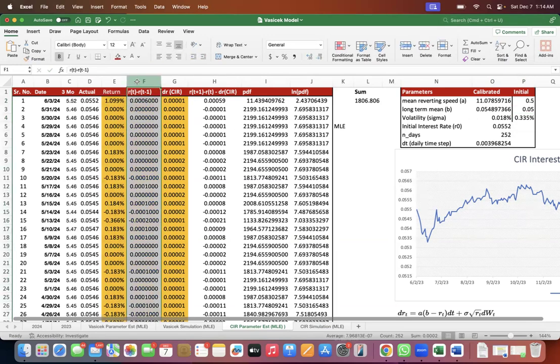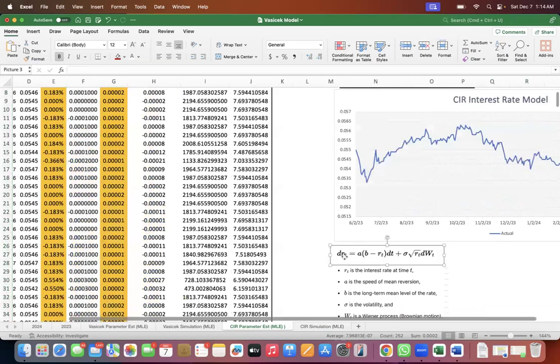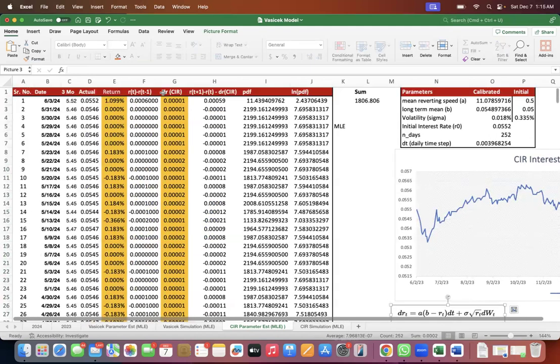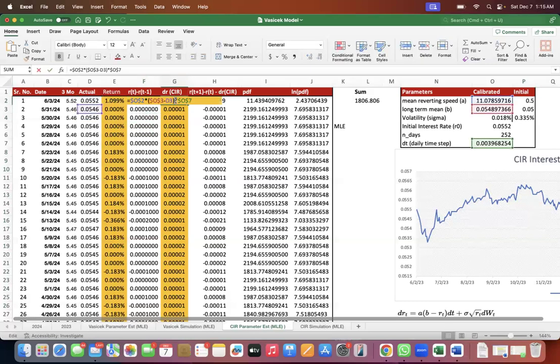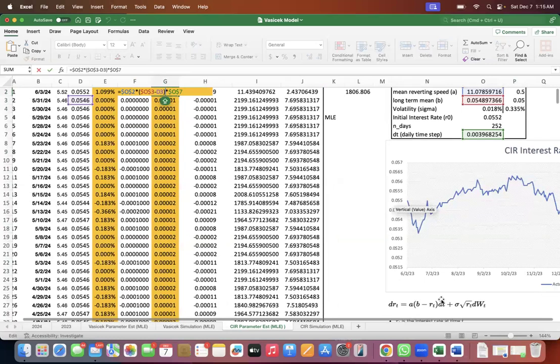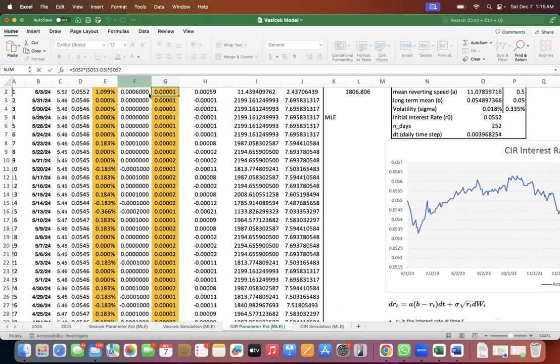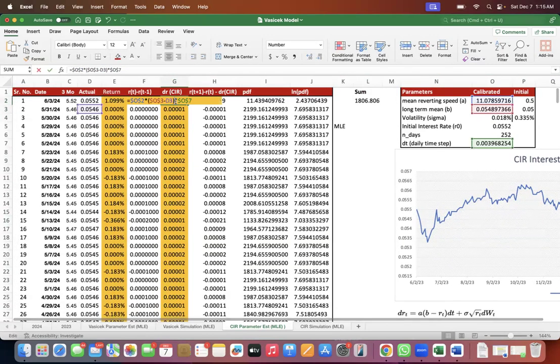Now, because we know that in this CIR equation we model the change in interest rate, which is the dRt term, we'll first calculate the actual change in interest rate, and then using the CIR model, we'll calculate the change in interest rate using this equation, which is A times B minus Rt dt. As I said, there are two schools of thought. Either you can use the complete equation, but most of the research papers I've seen use the first equation, which is A times B minus Rt.